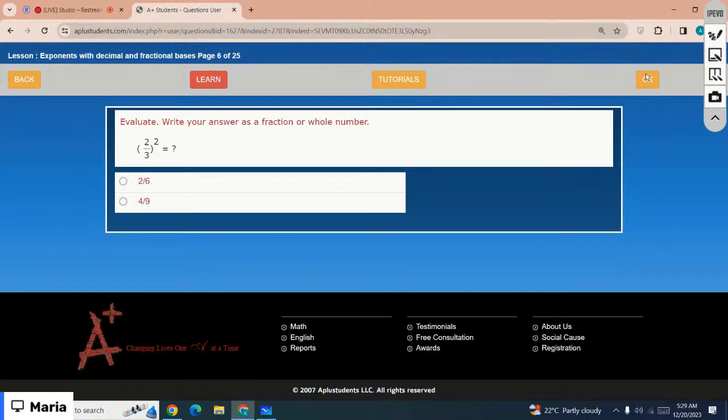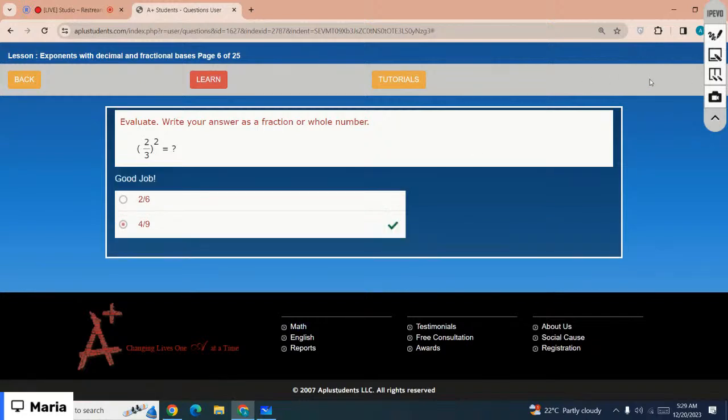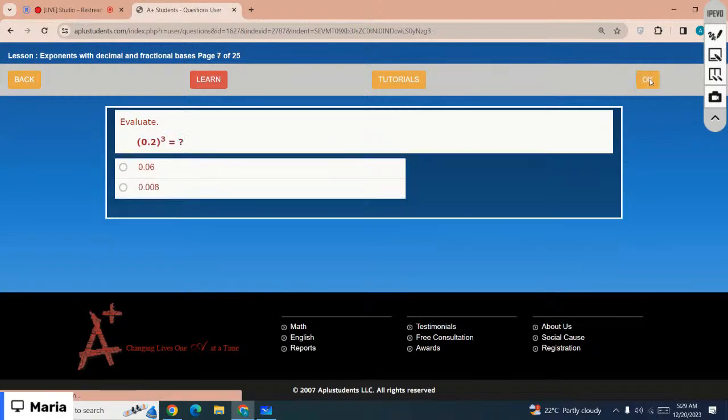Yes, the correct option is 4 over 9. Basically, the basic thing you need to understand here is 2 is the exponent for both numerator and denominator, right? You need to apply it on both numerator and denominator, right? Okay, the next one is evaluate 0.2 exponent 3. So, which is the correct option?